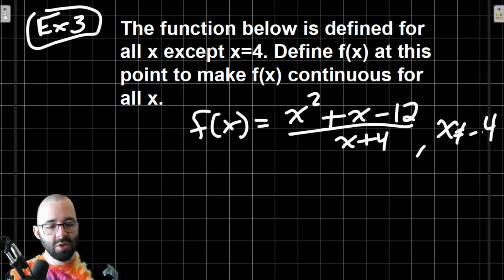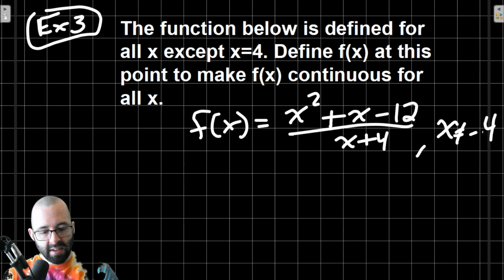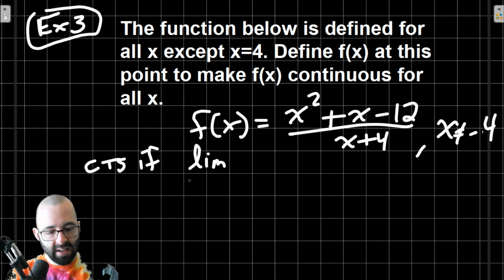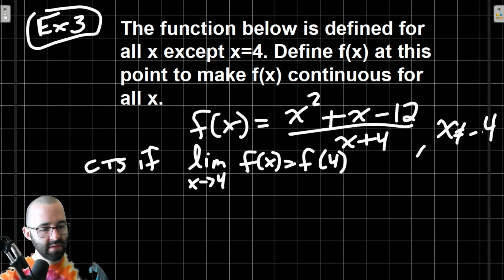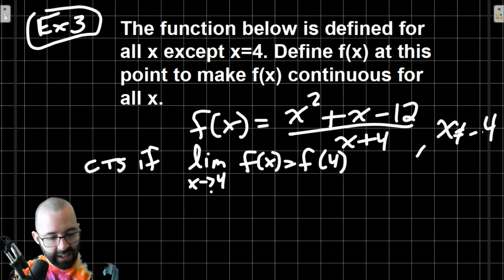And to do it analytically, you remember limits, right? It's continuous if the limit as x approaches negative 4 of f of x equals f of negative 4.